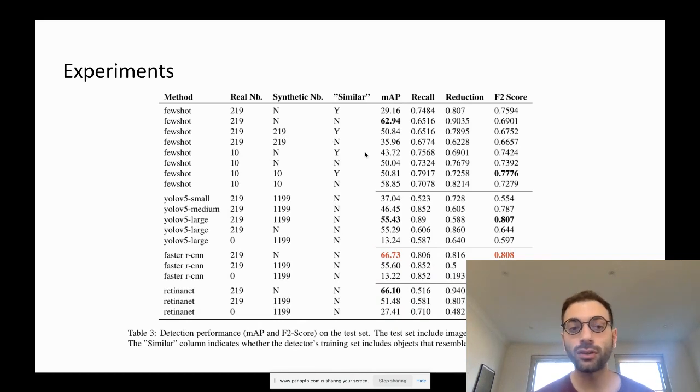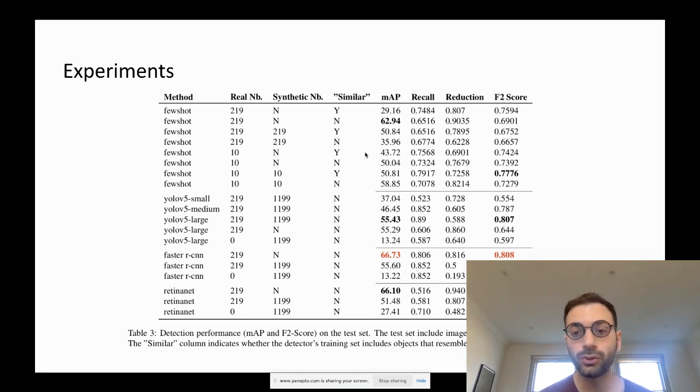We found that the few-shot approach does very well, especially if it's trained on a very small number of images. We're talking about 10 training images. The best detector that we found in terms of F2 score, in terms of combination of recall and reduction, within the few-shot approach was when we used a very small number of real images and a very small number of synthetic images, and when we also used images that contain objects that resemble tear gas canisters.